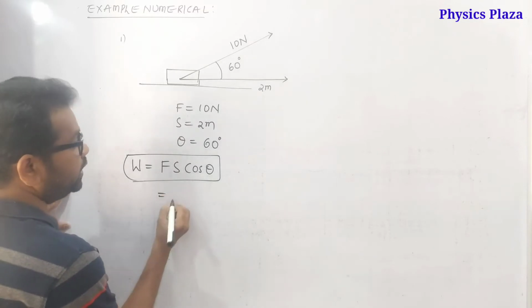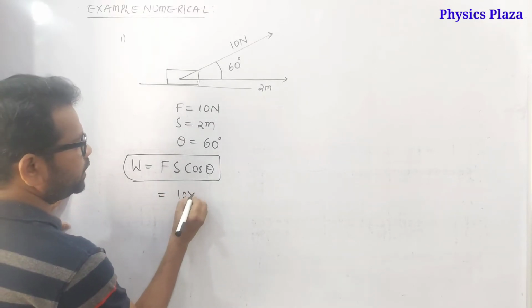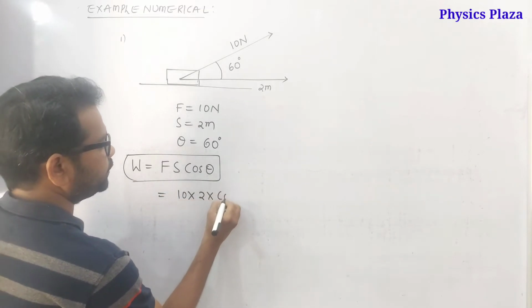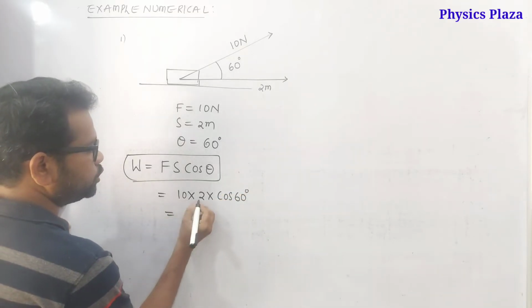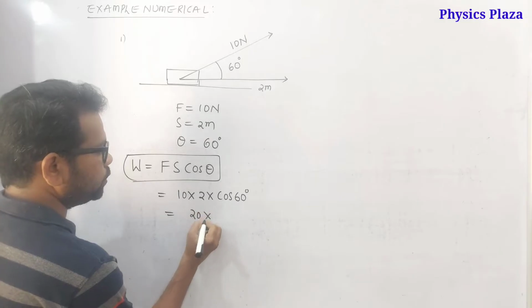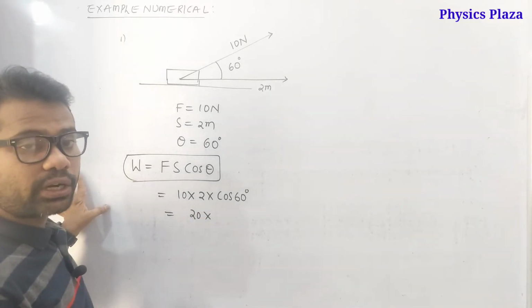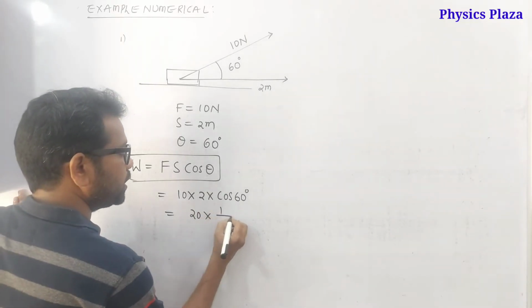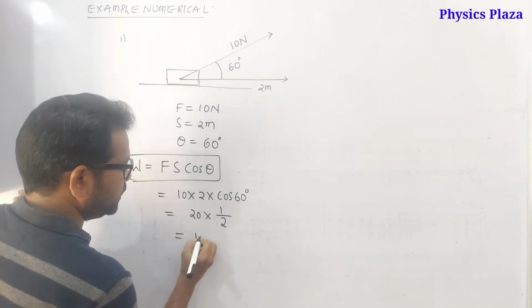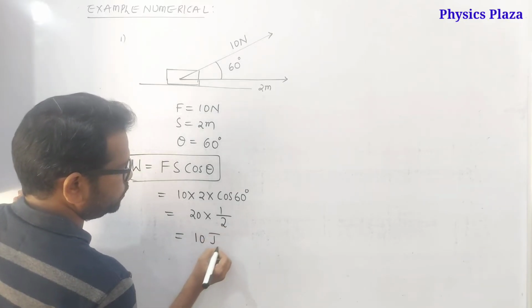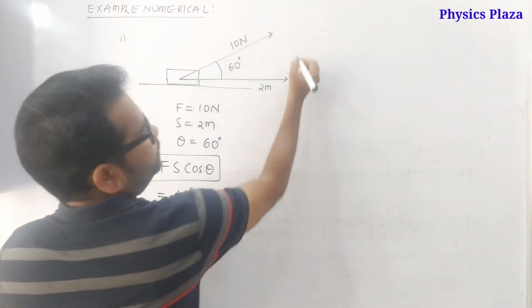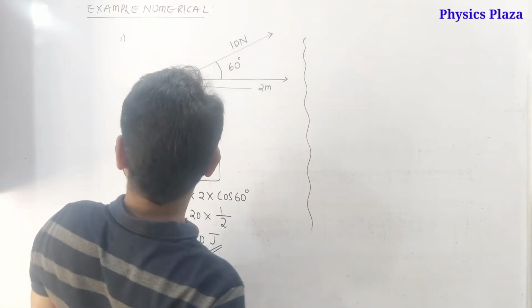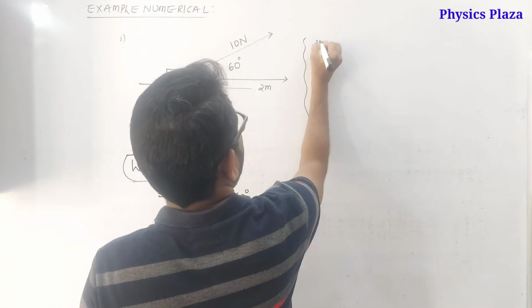Okay, so F is how much? It's 10, S is 2, this is cos 60 degrees. So this is 10 into 2 is 20, into cos 60 degrees, equal to how much children? It is 1 by 2, that is 10 joules. So the work done is 10 joule. Clear? Fine. So let me do one more question.